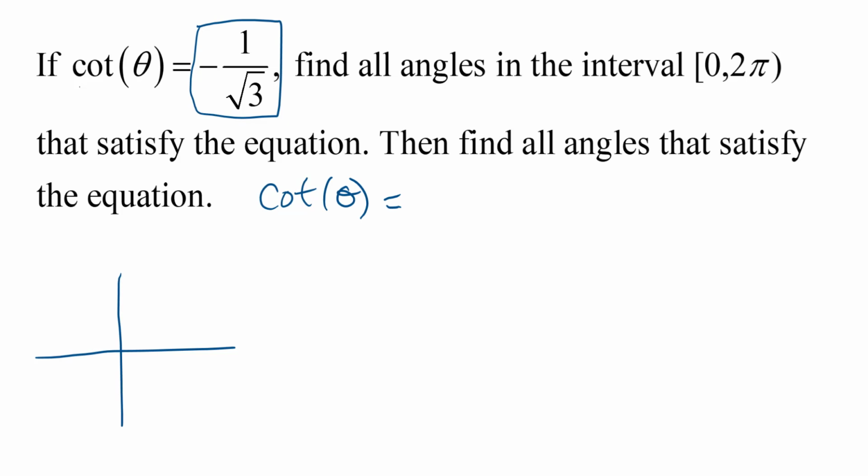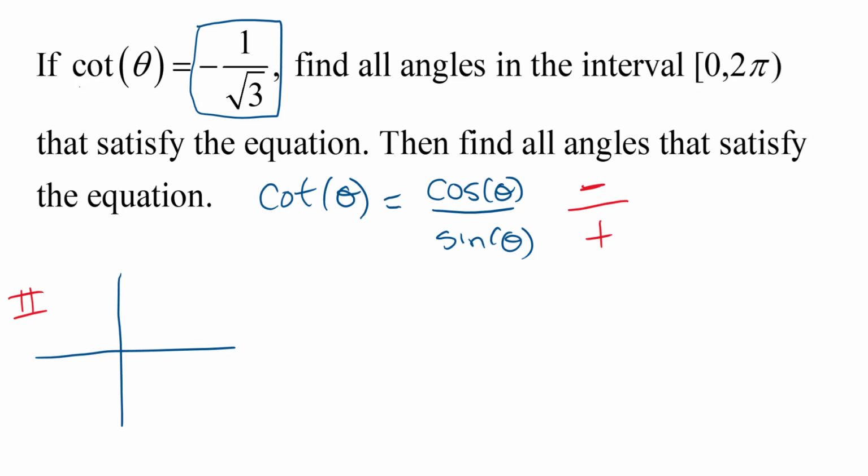Tangent was sine theta over cosine theta. Cotangent's the reciprocal of that, so flip that over and get cosine theta over sine theta. Well, when will that be negative? It would be negative if the cosine was negative and the sine was positive, and that would happen in quadrant 2. X values are negative, y values are positive.